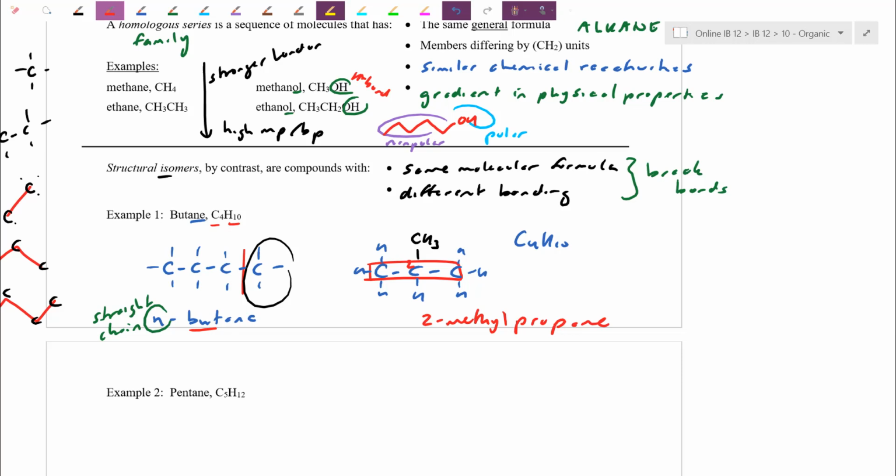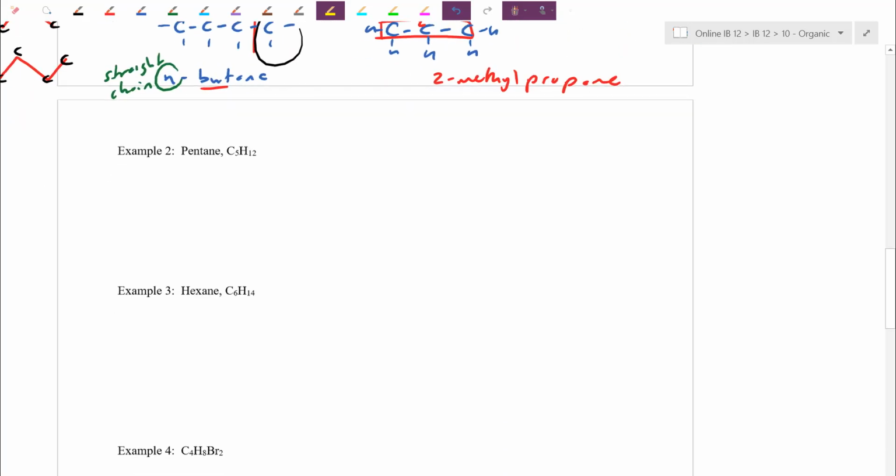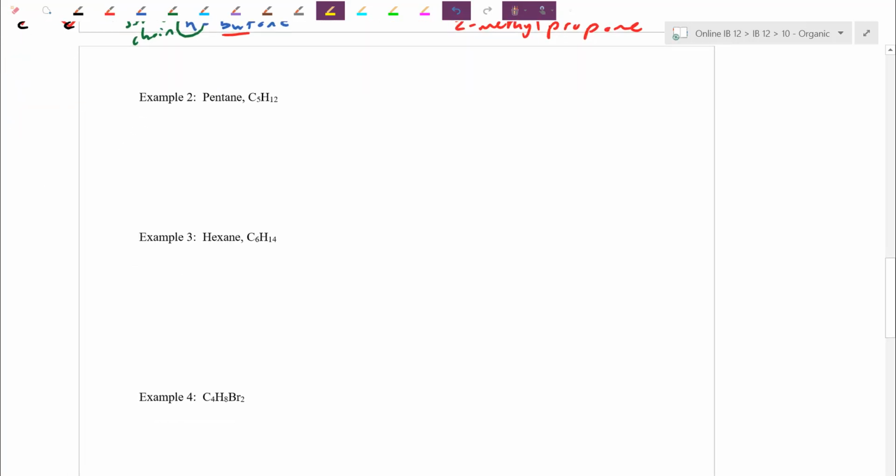So these are 2 different isomers of butane. Notice they have exactly the same formula, but somehow the structure, the way they're bonded and attached together, is different. Evidently here, as the chain gets longer and as you start getting different substitutions, you're going to get many, many more isomers. So let's try it out here with pentane.